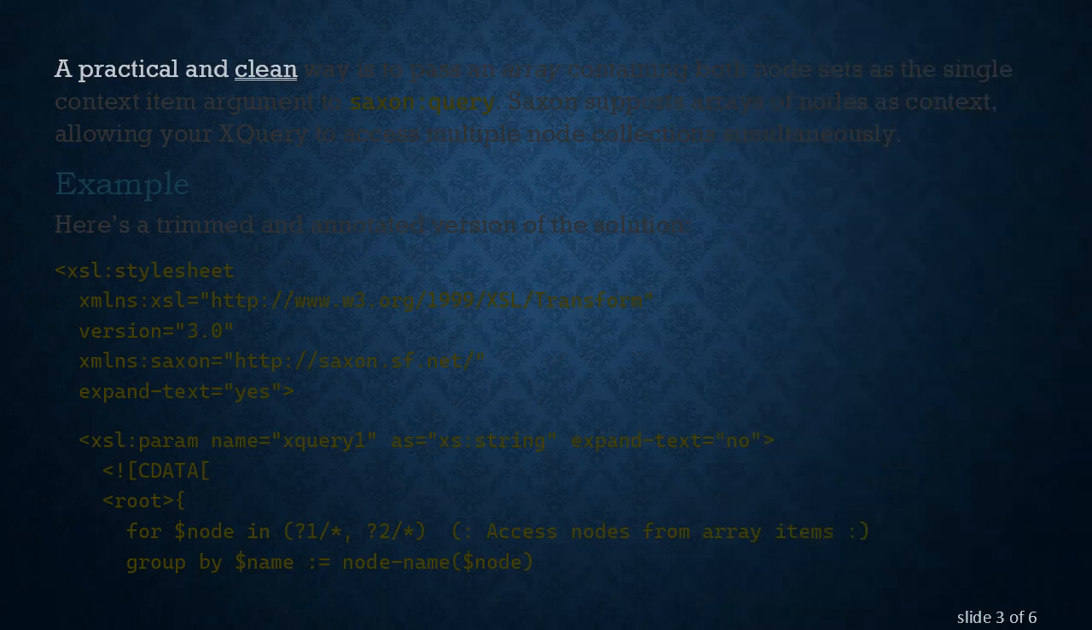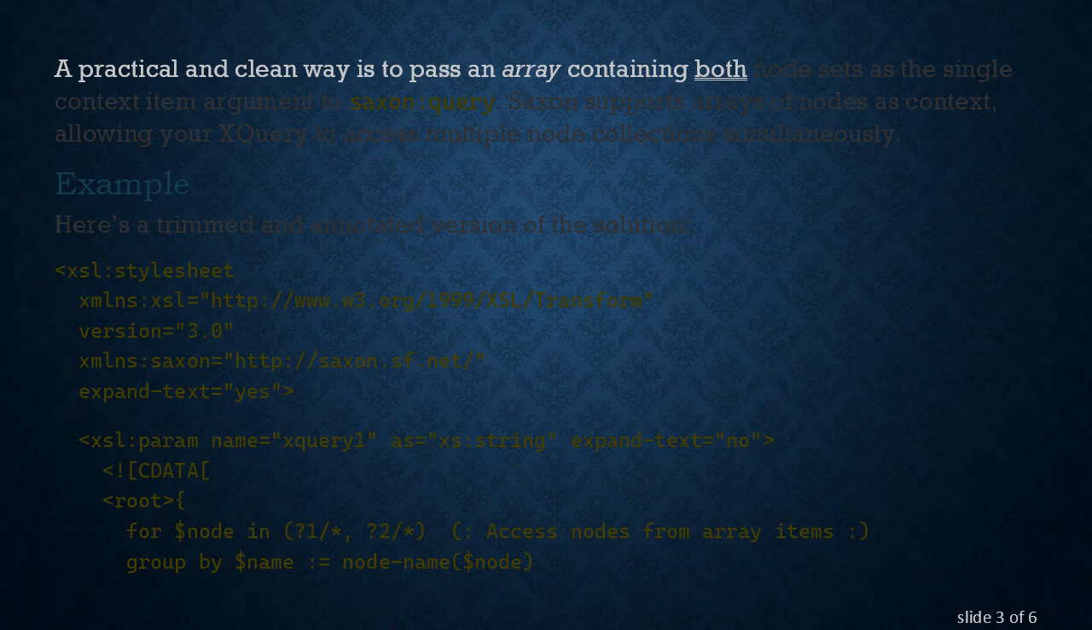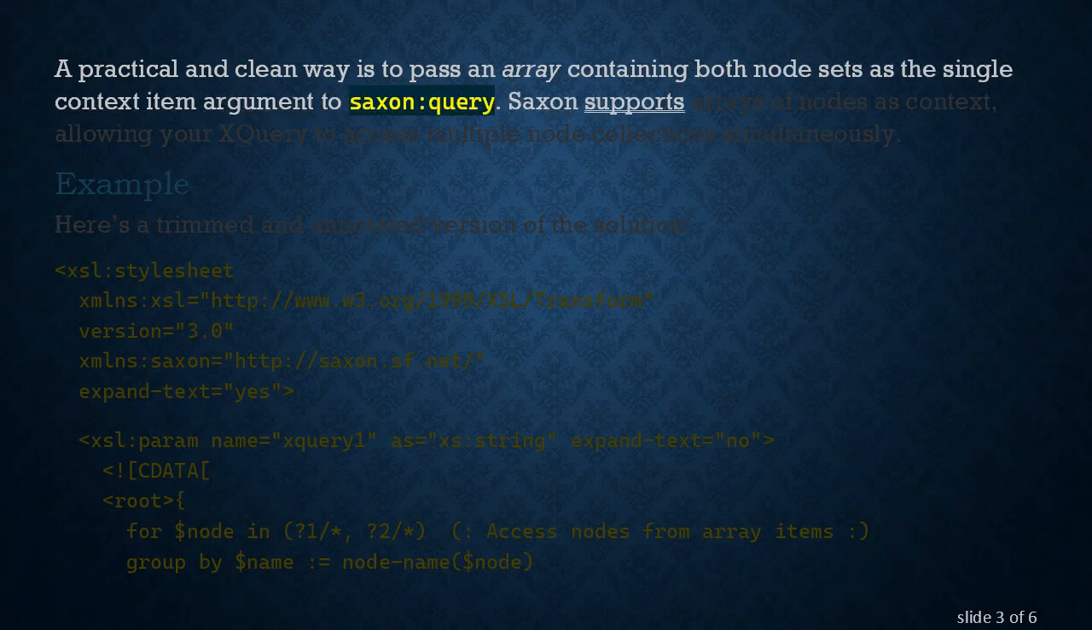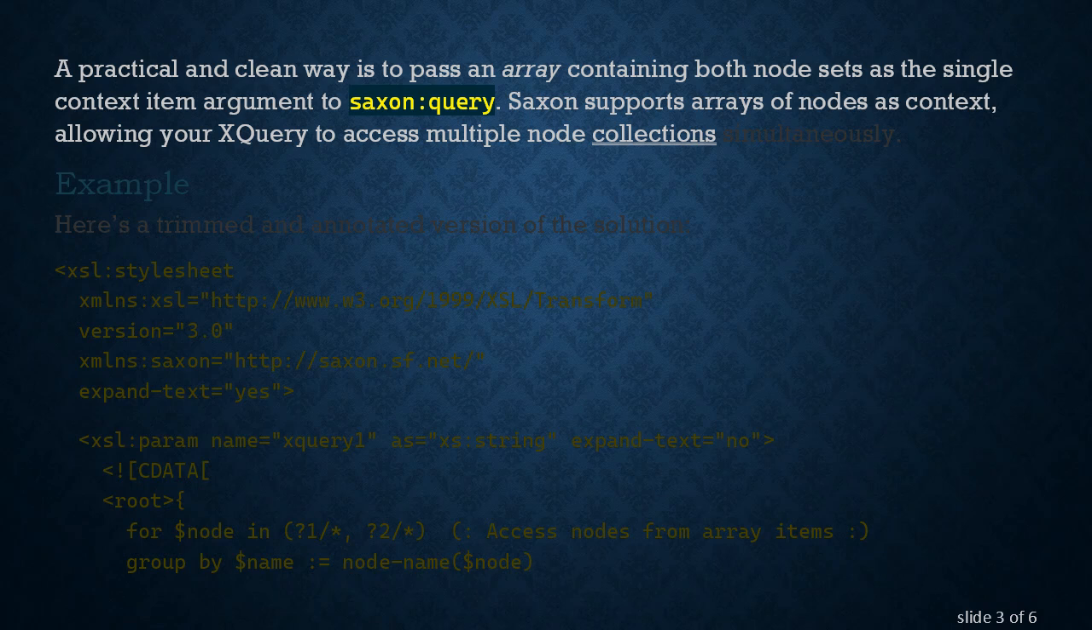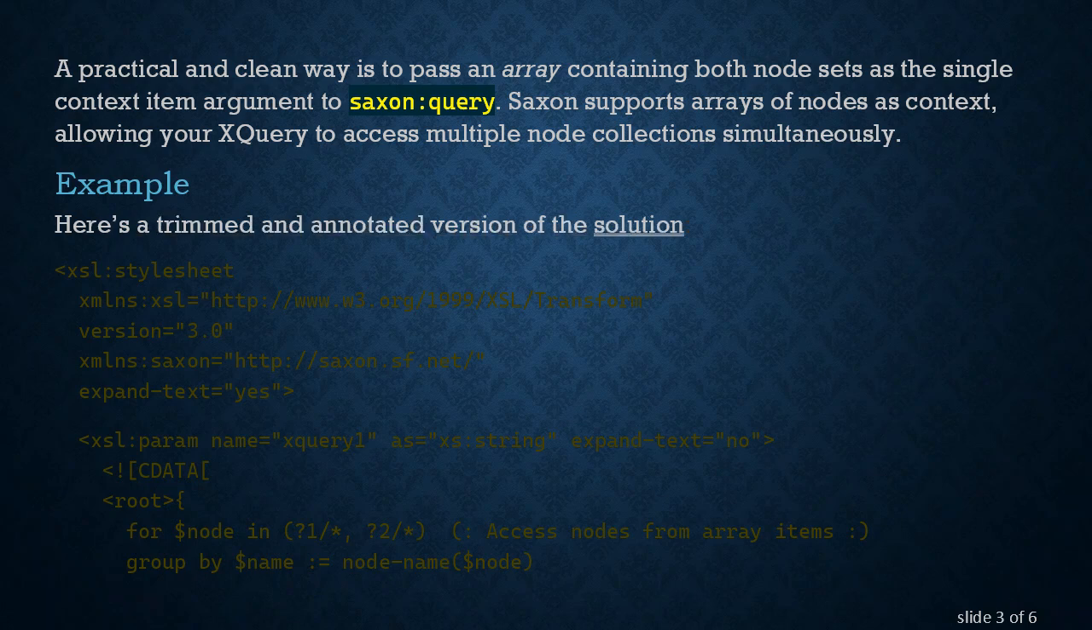The modern solution: pass an array of node sets as context. A practical and clean way is to pass an array containing both node sets as the single context item argument to Saxon XQuery. Saxon supports arrays of nodes as context, allowing your XQuery to access multiple node collections simultaneously. Example. Here's a trimmed and annotated version of the solution.